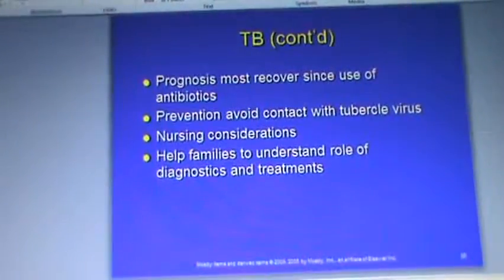Prognosis: most recover since the use of antibiotics. Prevention: avoid contact with the tubercular bacterium. And nursing considerations: you want to help the families understand the role of diagnostics and treatments. Again, there we are educating.